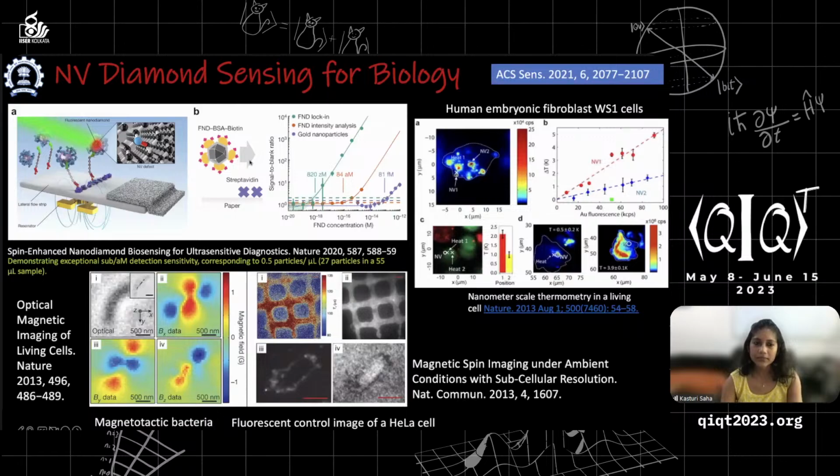I'll show you some results, and you can see that NV centers have been used for measuring the concentration of biomolecules, and by tagging them with different fluorescent diamonds, you can use NV centers for very low concentration detection of biomolecules. And then you also have NV centers which can image, for instance, a magnetotactic bacteria here. You can actually look at the magnetic profile of bacteria and be able to understand its ambient conditions.